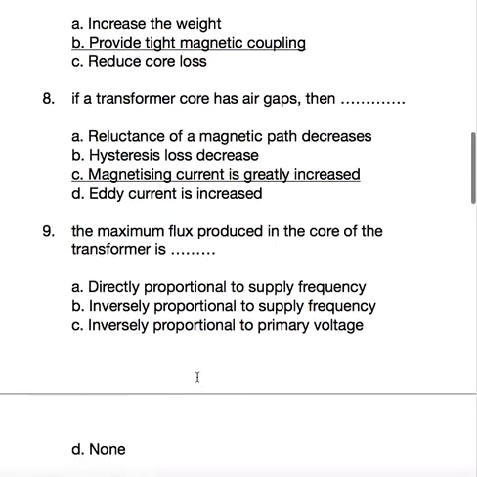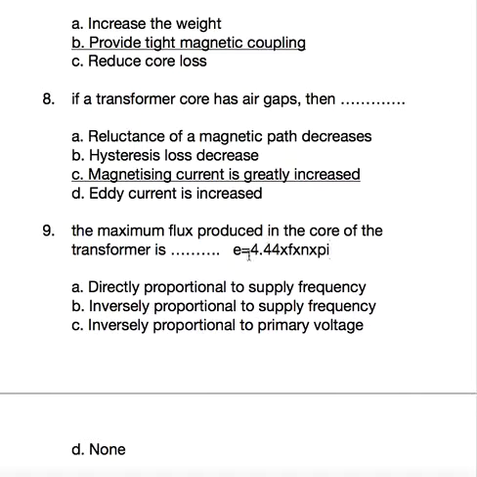Next question. Maximum flux produced in a core of a transformer is dash. Directly proportional to the frequency, inversely proportional to the frequency, inversely proportional to the primary voltage. We know the transformer equation. I will write here only. E is equal to 4.44 into F into N into phi.